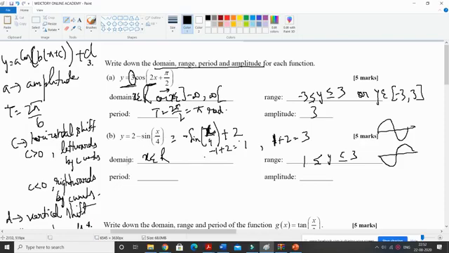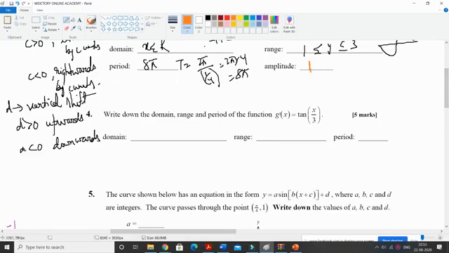Period. Now as I told you, whatever is the multiple with x, we divide by that. So the multiple is 1 over 4. We'll divide 2 pi by 1 over 4, which gives you 2 pi multiplied by 4, which is 8 pi. So the period is 8 pi radians. What is the amplitude? Amplitude is always the multiple with the function. Here the function is sine, so the amplitude is this, and the negative sign just inverts it. That's why the amplitude will be 1.